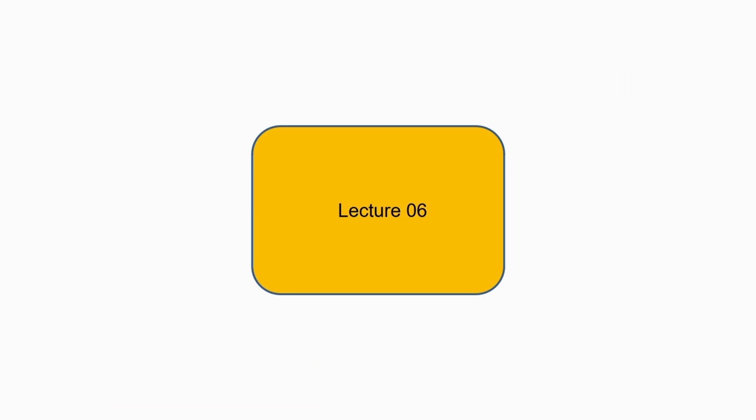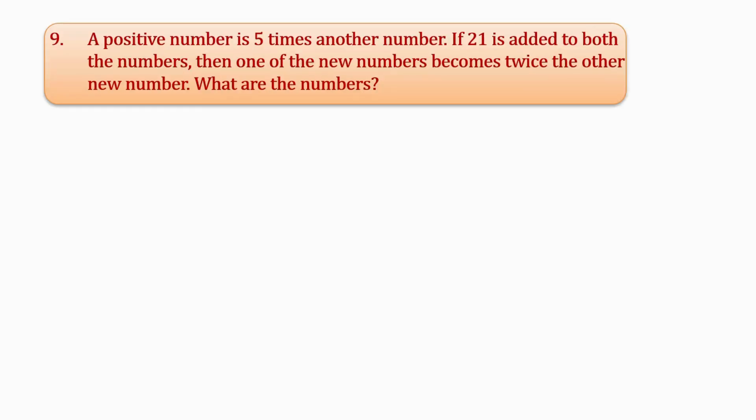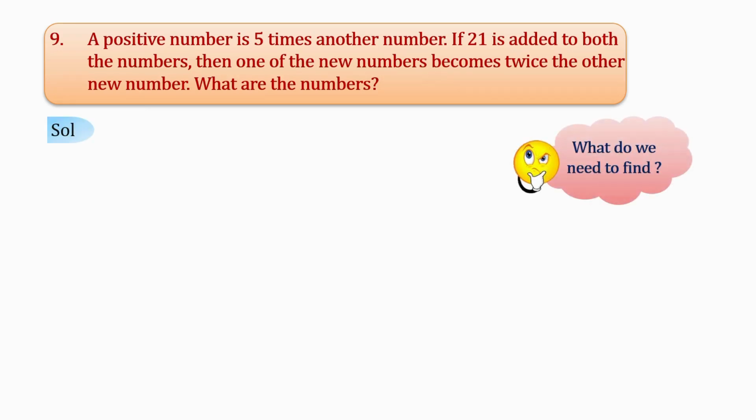Now we are moving to lecture number 6. Now one more application based problem. A positive number is 5 times another number. If 21 is added to both the numbers, then one of the new numbers becomes twice the other new number. What are the numbers?